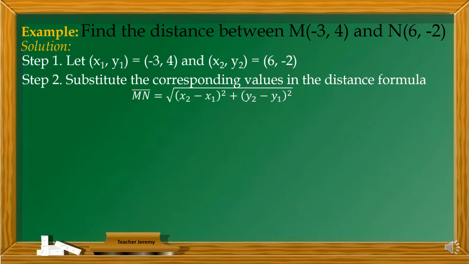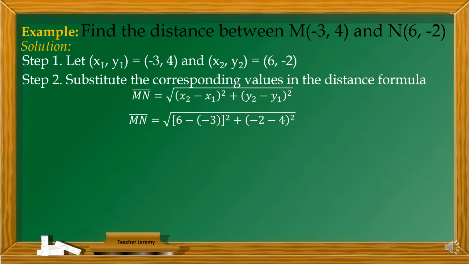Line segment MN is equal to the square root of the square of x sub 2 minus x sub 1 plus the square of y sub 2 minus y sub 1. And then, substitute now the values. We have square root of, x sub 2 is 6 minus, your x sub 1 class is negative 3. That is why we have 6 minus negative 3. Then square. Plus, y sub 2 is negative 2 minus y sub 1 is 4. So we have negative 2 minus 4 squared.